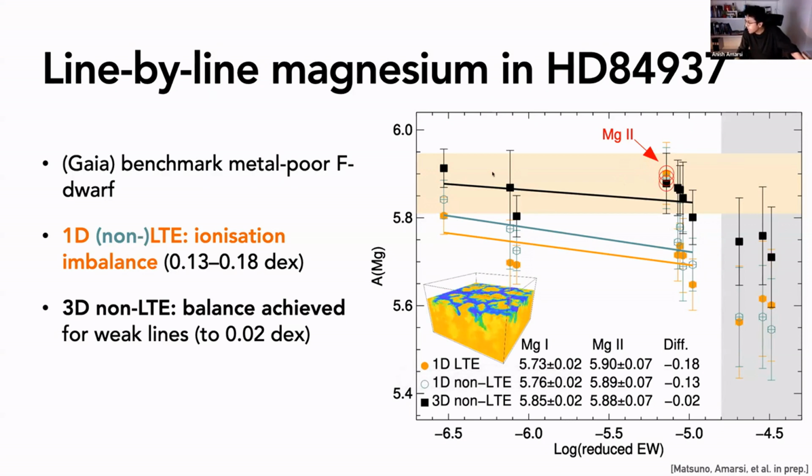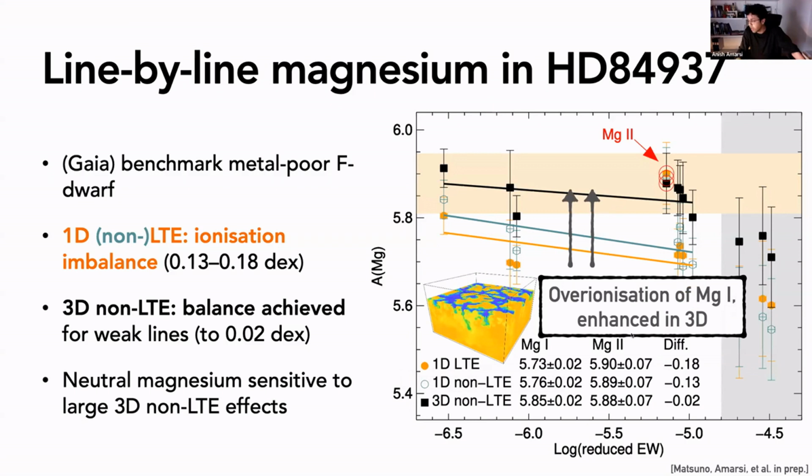Admittedly, it's not perfect. There is still an imbalance of 0.02 dex if I take the weighted mean of these various magnesium lines, and we ignore the strong saturated lines, which have other problems. But it's pretty good.